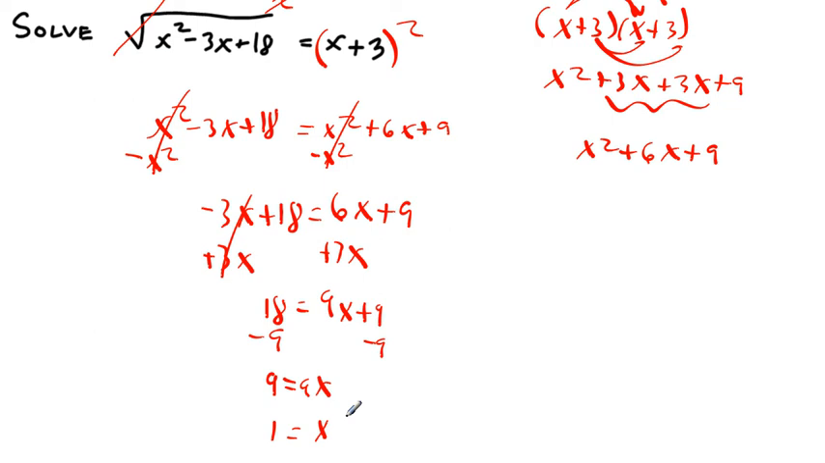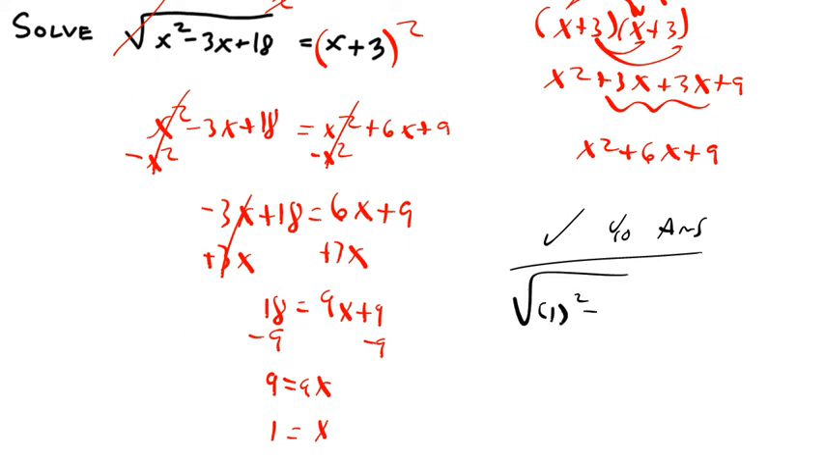Okay, so the answer is 1 supposedly. But is that really the correct answer? Well, there's only one way to find out. We have to check our answer. So let's go ahead and check our answer here. I'm going to replace all the x's up here with 1. So is it true or false? Is 1 squared minus 3 times 1 plus 18 under the square root equal to 1 plus 3? All I did was replace all the x values with 1. Is this true or false? That's the question right there.